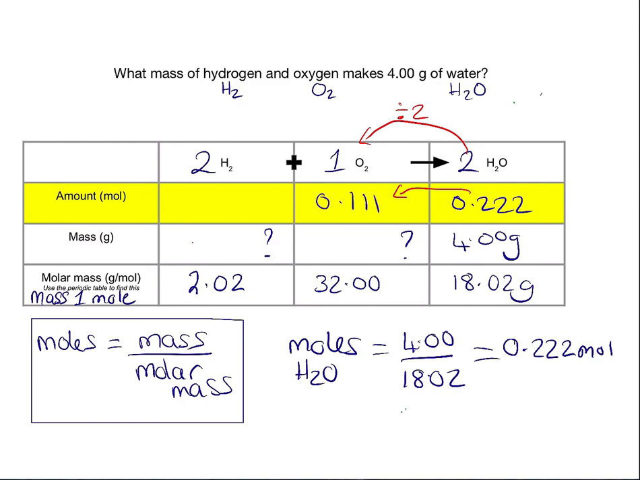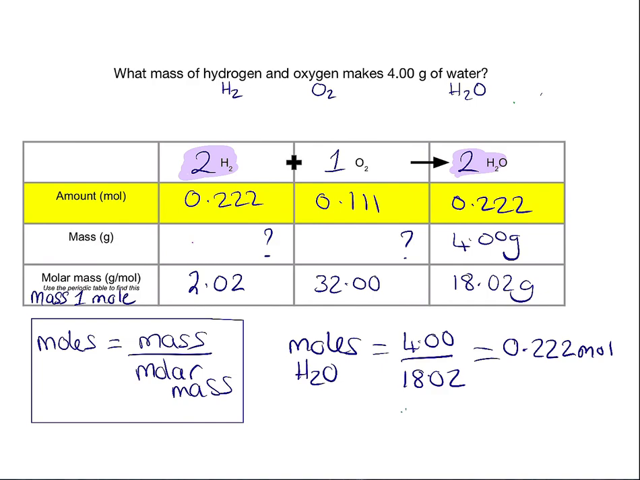I end up with 0.111 moles, okay? Now, since the mole ratio for water is the same as the mole ratio for H2, I can just write 0.222 moles in that space, okay? So at the moment, I've now written the moles of everything, right, from that 4 grams, okay?